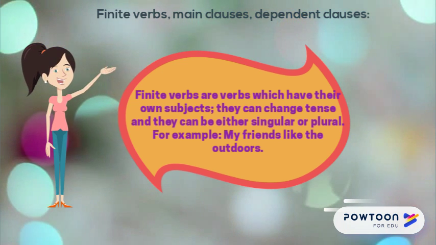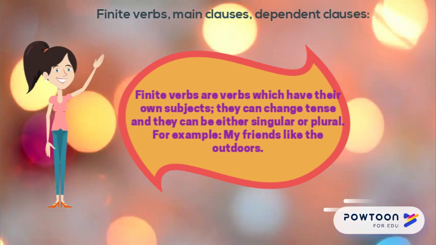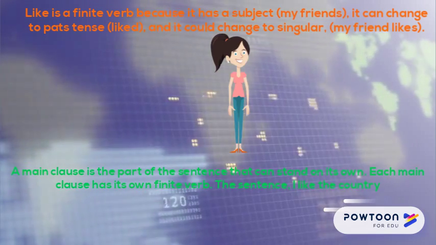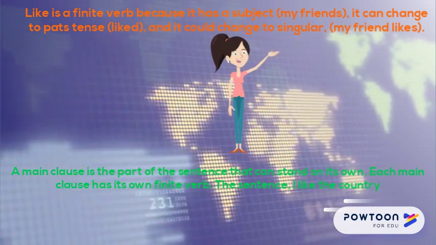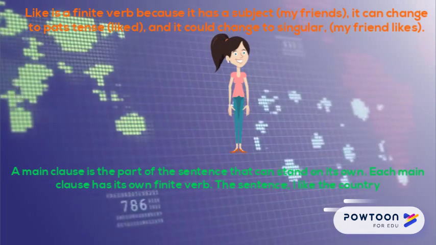Finite verbs are verbs which have their own subjects. They can change tense and they can be either singular or plural. For example, my friends like the outdoors. Like is a finite verb because it has a subject, my friends. It can change to past tense, liked, and it could change to singular, my friend likes.